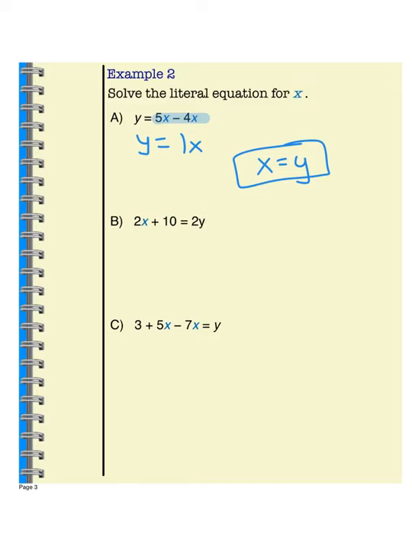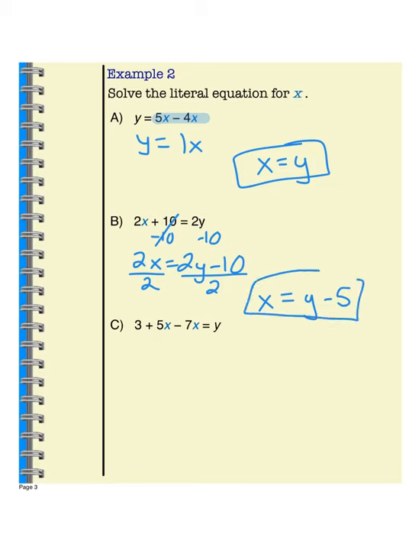All right, part B, there are no like terms to combine, but we're going to get x by itself. So first thing we're going to undo is this addition. I'm going to subtract 10 from both sides. Cancels out on the left. I have 2x equals 2y minus 10. And last step, we're going to divide by 2. Remember, we have to make sure we divide every term on both sides by 2 when we do that. So 2y divided by 2 is just y. And negative 10 divided by 2 is negative 5. So x equals y minus 5.